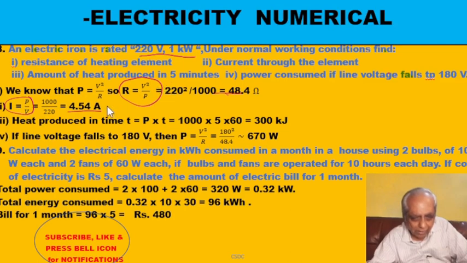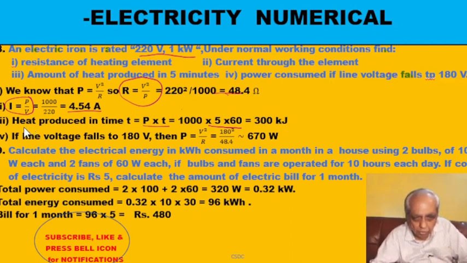Then the third part says heat produced in 5 minutes, so time is given. I know the power. Heat produced is power into time. How much is power? 1000 watt. How much is time? 5 minutes. 5 minutes means 5 into 60 seconds. It should always be in seconds, so I will get this answer. Heat produced in time t.